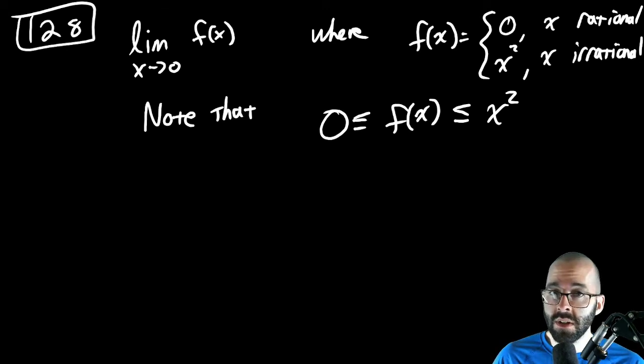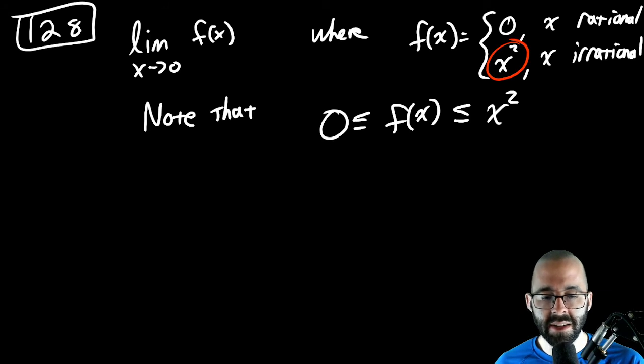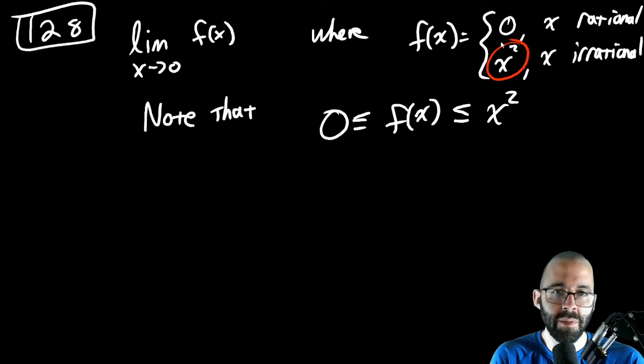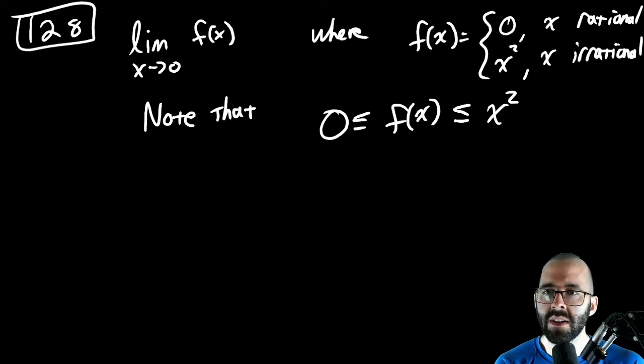And it's true, but we have to make sure that this is useful too. The function is always one or the other. X squared is always positive or 0, so that's the biggest, and 0 is always going to be the smallest. So this is true. The question is, is it useful?